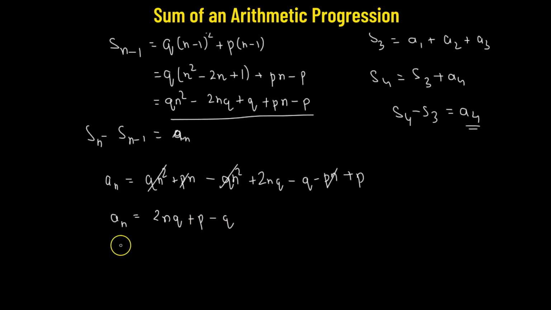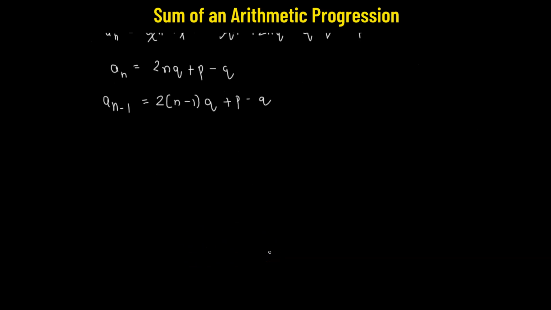Now that we have our nth term, we can obtain the previous term to an, which will be an minus 1. Now all we have to do is replace the value of n with n minus 1. So we are going to get 2 times n minus 1 times q plus p minus q. So let's further simplify this. We're going to get 2nq minus 2q plus p minus q.